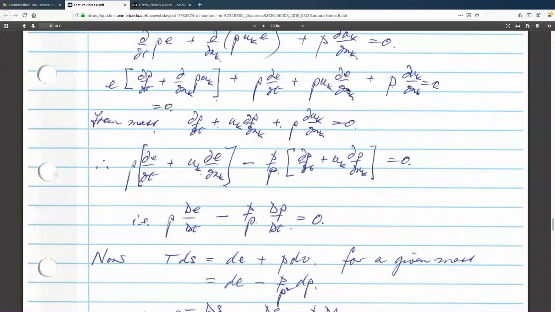So I subtract this equation from the original energy equation, and I get rho dE dt plus uk dE dxk.